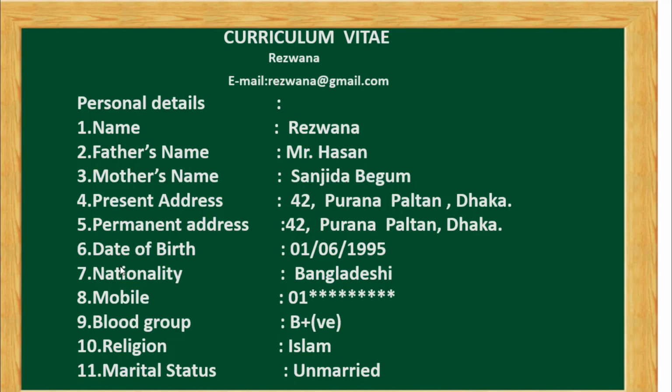Then, of course, you will mention your date of birth, 1/6/1995. Dear students, you can see in number 7, you have to mention nationality, that is Bangladeshi. And after that, you can write your mobile phone number, and then you can write blood group, suppose B positive. After that, you can write about your religion, that means Islam. And next, you can write about marital status.